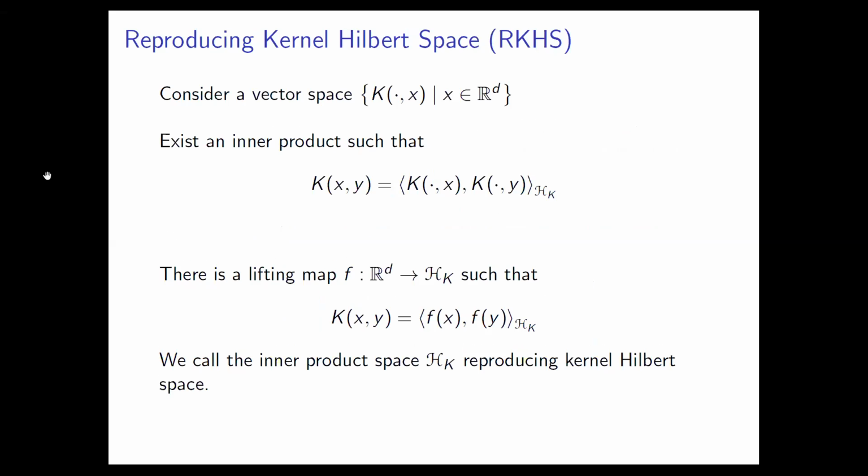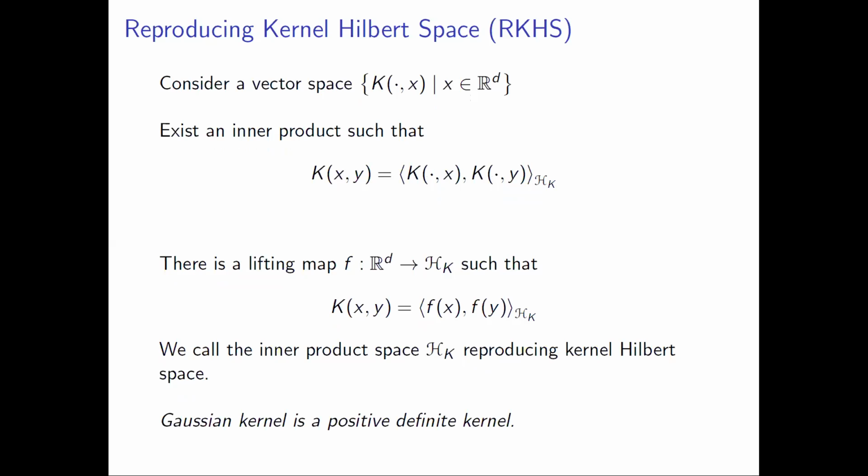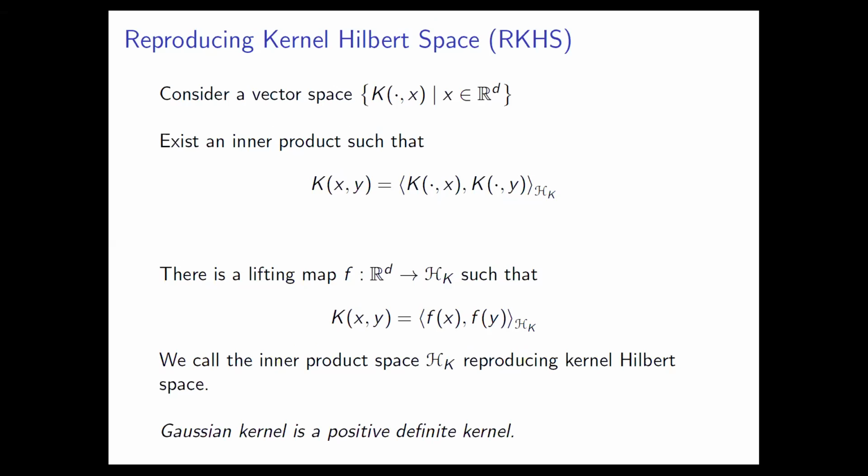So now, let's consider this vector space. If we have a positive definite kernel, then there exists an inner product such that this equation holds. Also, there is a lifting map f such that k(x,y) is the inner product of f(x) and f(y). Finally, we can define this inner product space as the reproducing kernel Hilbert space. A side note here: the Gaussian kernel is a positive definite kernel.